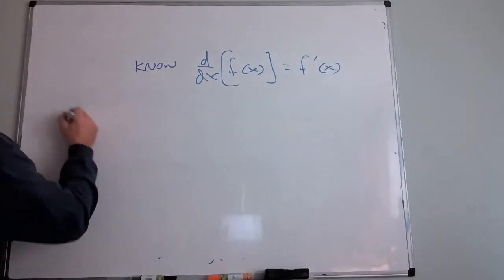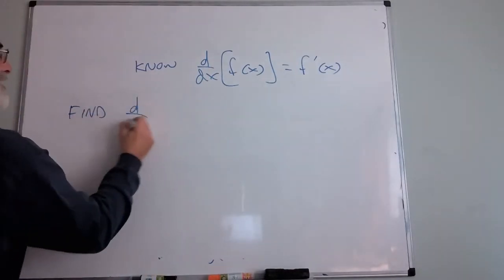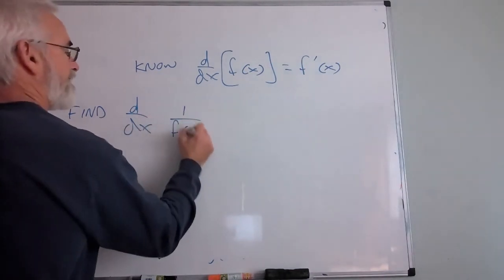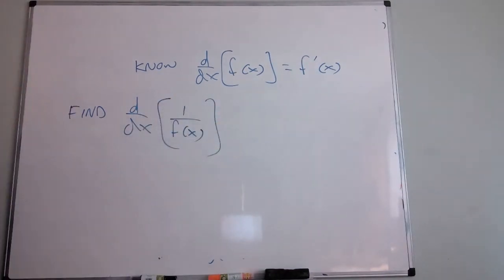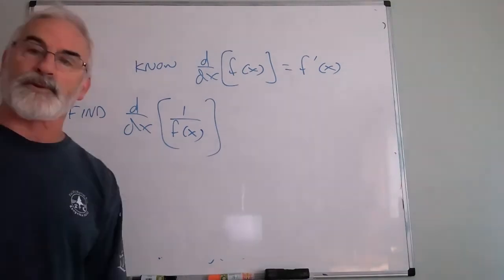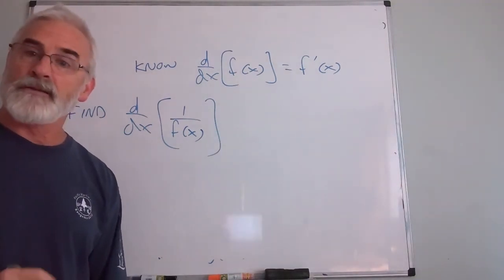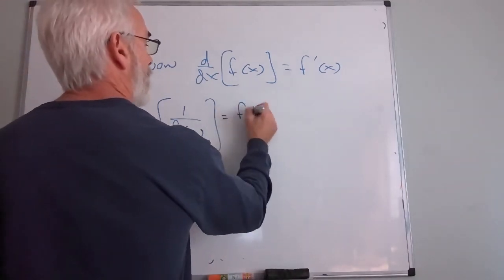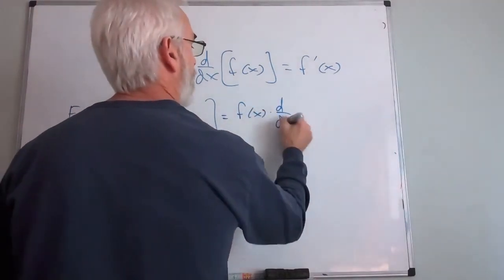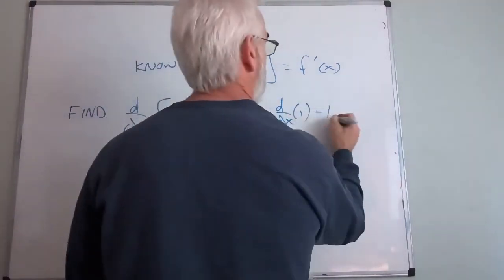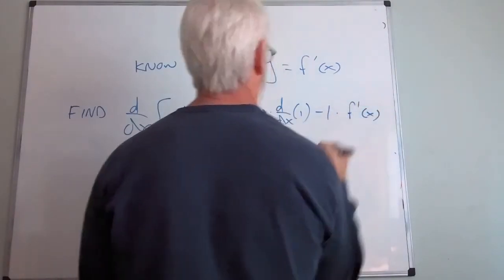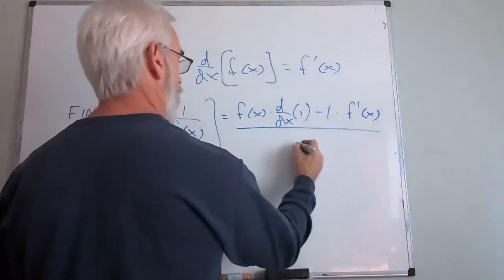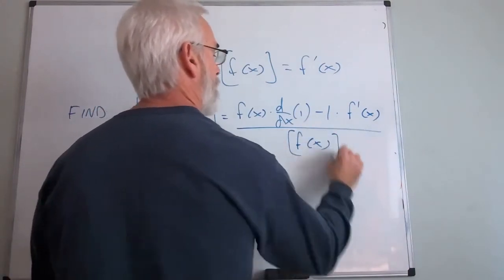I want you to find the derivative of the reciprocal of f of x. So would the answer be the reciprocal of the derivative? No, doesn't work that way. I want to do the derivative of the reciprocal of any function. How would I do that? Quotient rule. So this is going to be the bottom times the derivative of the top minus the top times the derivative of the bottom. I'll just write it as f prime of x over the square of the bottom.